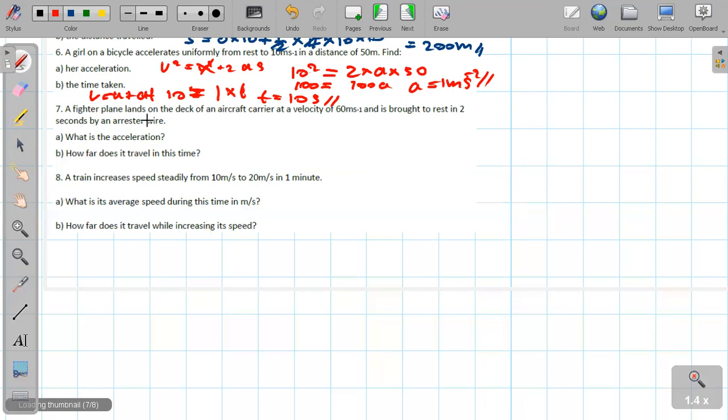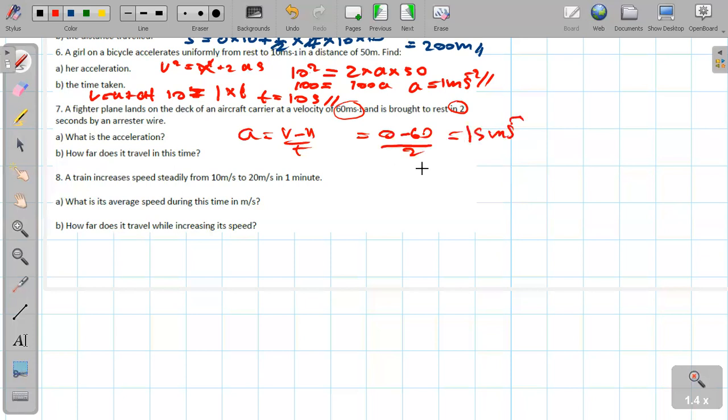Now the seventh one: a fighter plane lands on the deck at 60 ms⁻¹ and is brought to rest in 2 seconds. What is the acceleration? a equals (v minus u) over t. 0 minus 60 over 2. It is 15 ms⁻², very big acceleration. Sorry, 30. Minus 30 ms⁻².